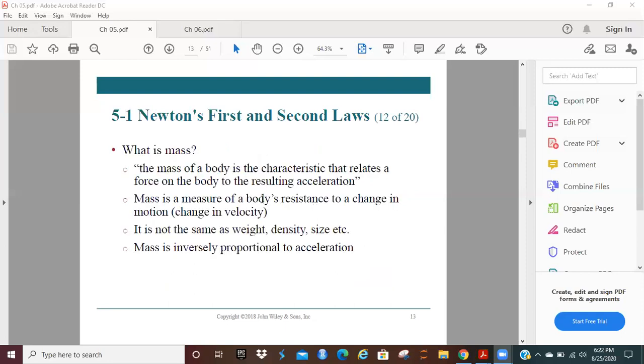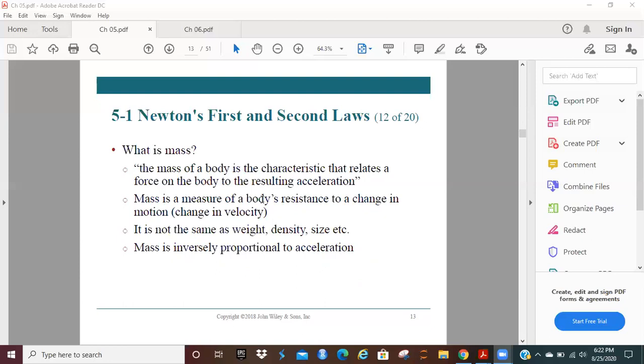Okay, that leads us to this particular concept. What is mass? The mass of a body is the characteristic that relates a force on the body to the resulting acceleration. This may come as a surprise to you, but mass is a measure of a body's resistance to a change in motion, but it's not the same as the weight.